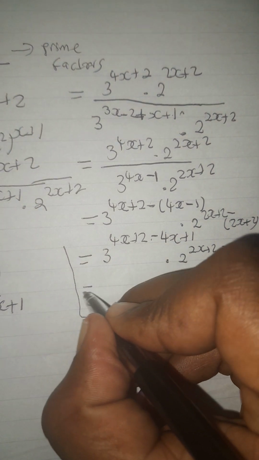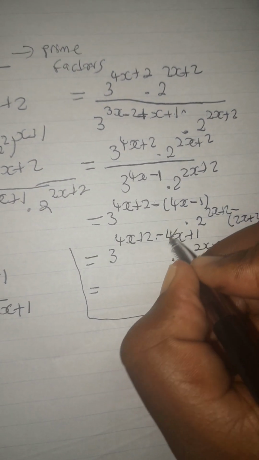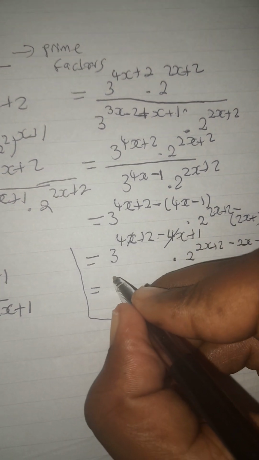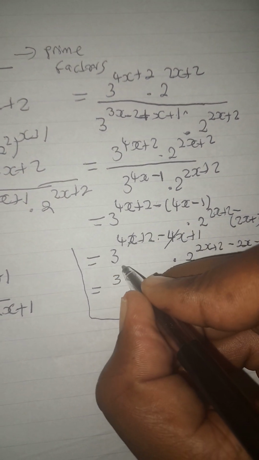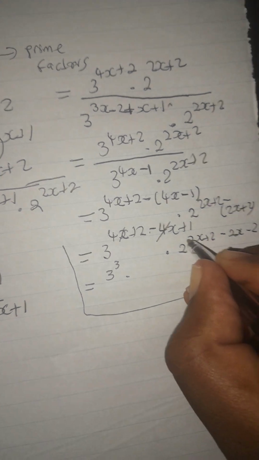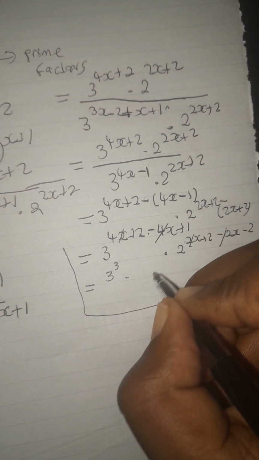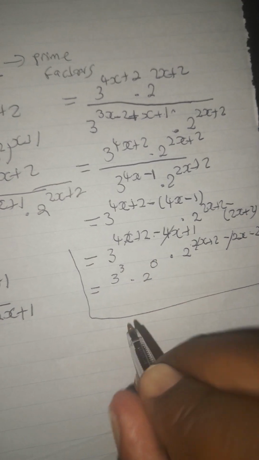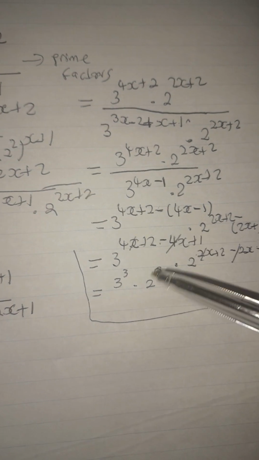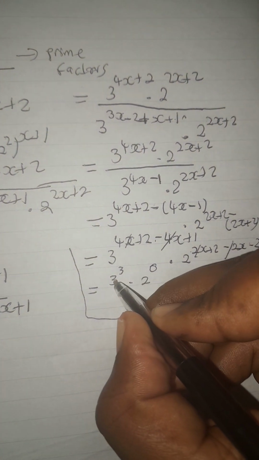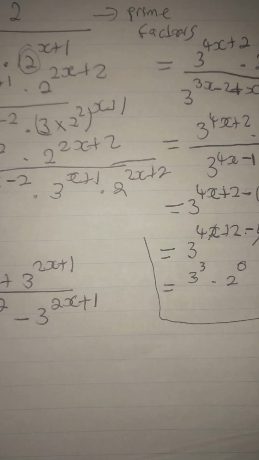Then let's continue further. 4x minus 4x, that will be 0. And we have 2 plus 1, that will be 3. So we are going to have 3 to the power of 3. 2x minus 2x, that will be 0, and 2 minus 2, that will be 0. So 2 to the power of 0. It's a law: when a base is powered by 0, it will always give us 1. So we are going to have 1 times 3 to the power of 3.